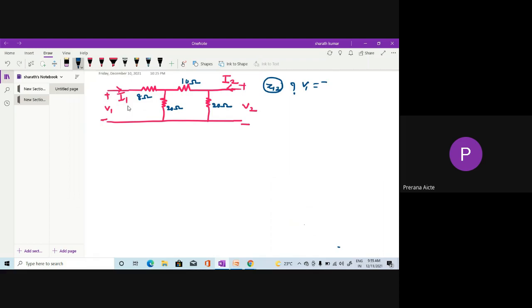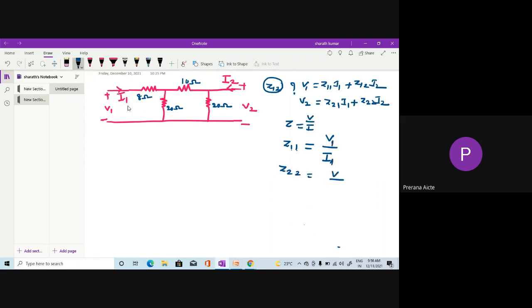Already we have some information: V1 is equal to Z11 I1 plus Z12 I2, and V2 is equal to Z21 I1 plus Z22 I2. I already told you these are the impedance parameters. Impedance Z is equal to V by I. So Z11 is nothing but V1 by I1, and Z22 is V by I again.